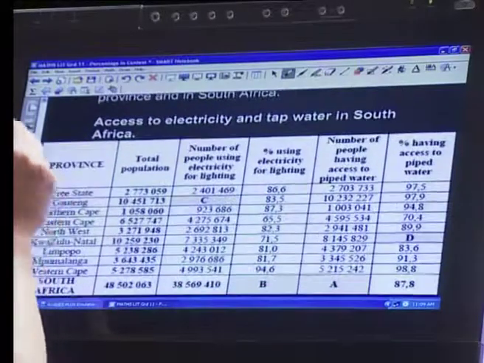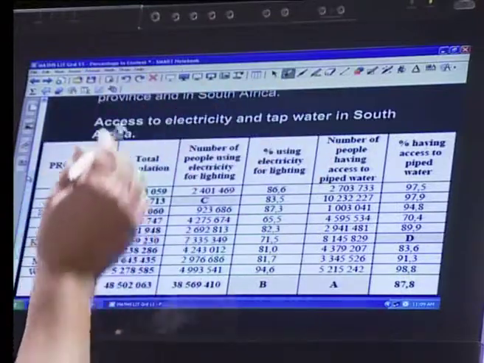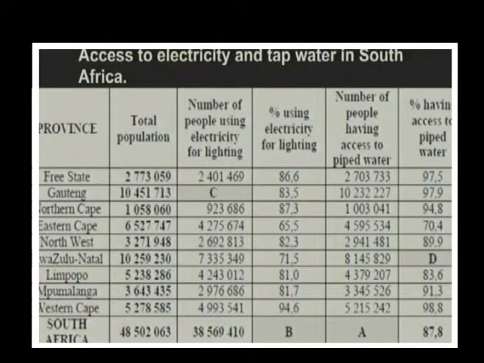So, I'm going to go through the table in quite a lot of detail. First, it's got all 9 provinces, Free State, Gauteng, etc. And at the bottom, we've got South Africa, which would probably give us a total. So let's go through the next column.